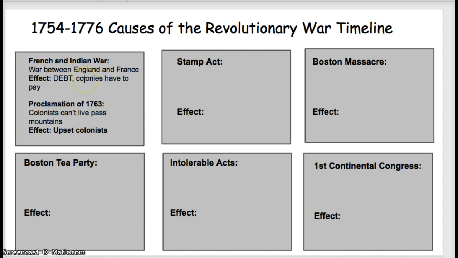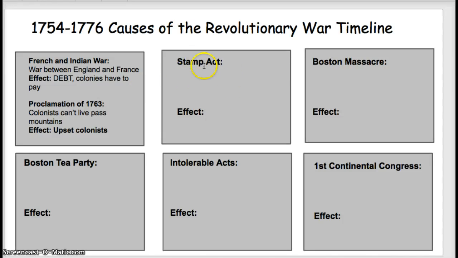So over here I did the French and Indian War for you. Notice I'm not writing in complete sentences. This is small. You may have to write smaller. If you cannot fit it on this piece of paper, get a separate sheet of paper if you need to. For French and Indian War, I just wrote war between England and France. The effect is debt, and the colonies have to pay, because that's really the main thing that's going to cause the war. I could also talk about the land, but the Proclamation kind of gets into that. So the colonists can't pass mountains or that line, and the effect is it really upset the colonists. They want that land.